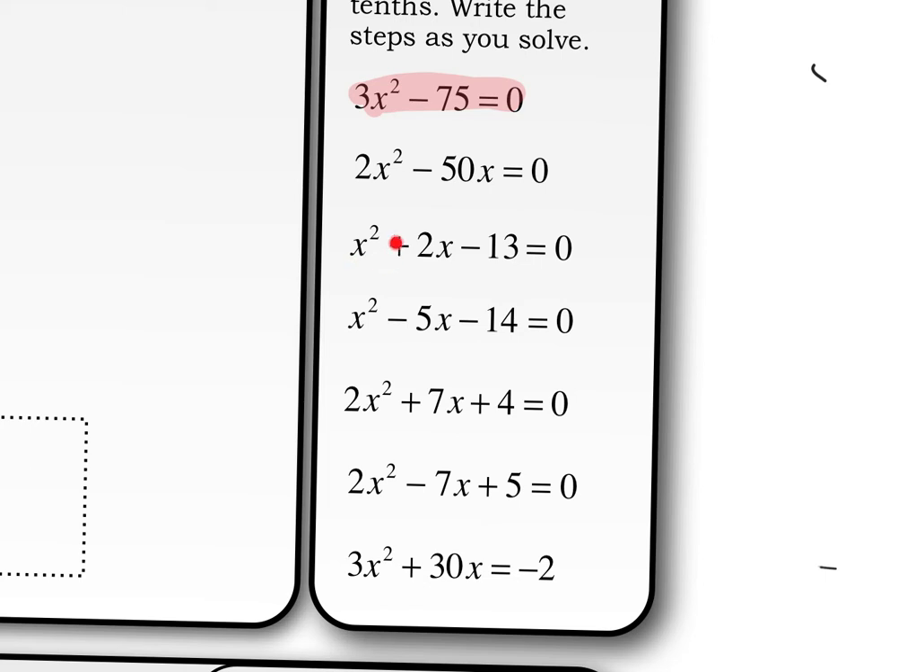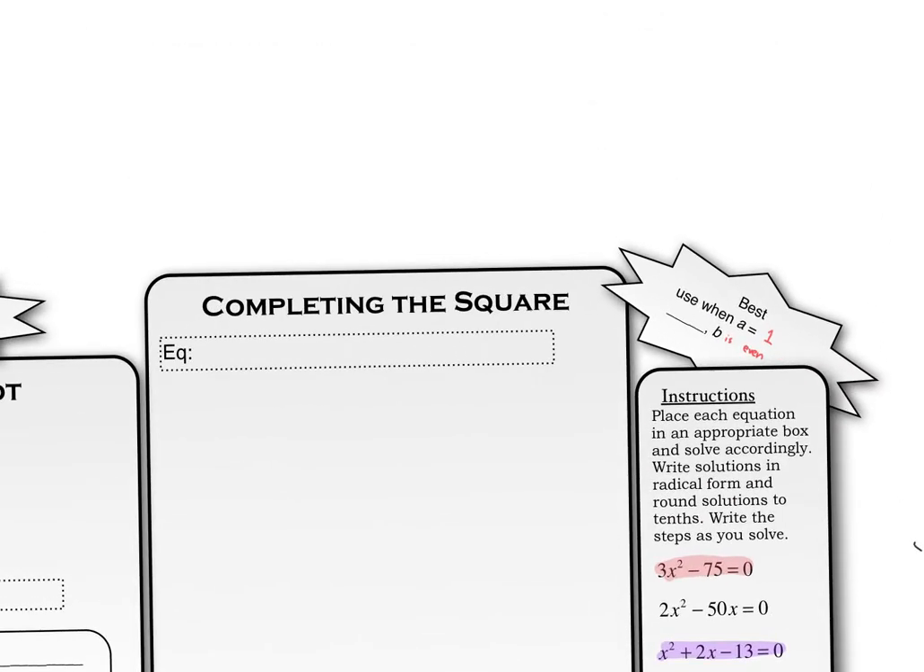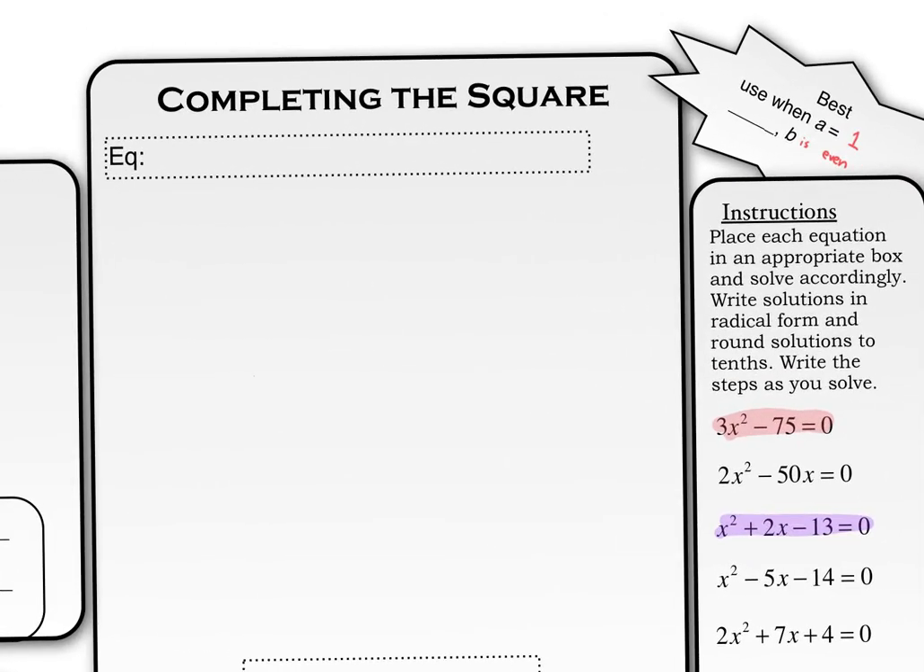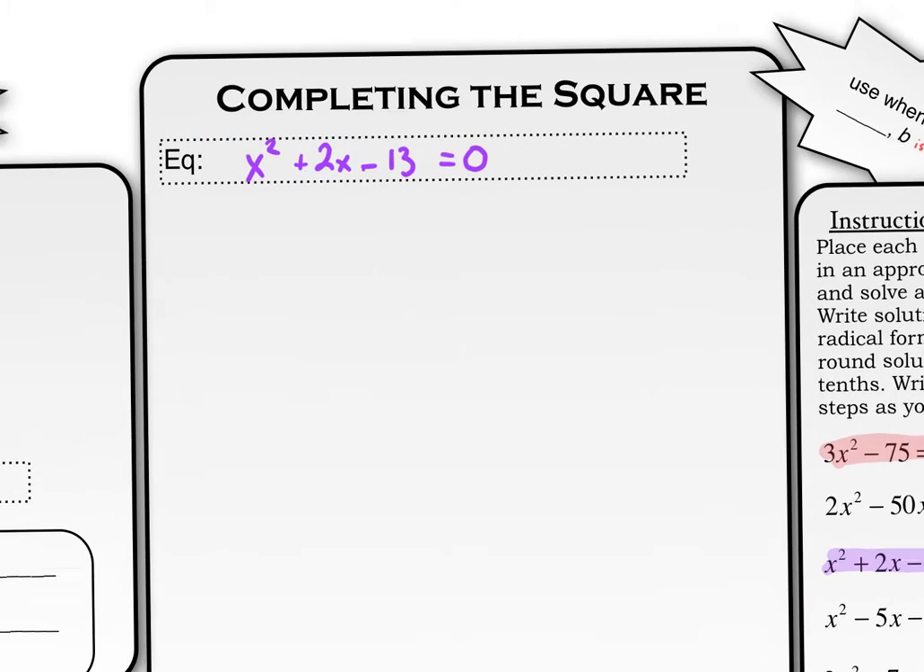Notice this one right here. X squared plus 2x, so a is 1, b is even. So that's a great one. This one right here, I'm going to place in the completing the square box. So go ahead and write that in with me. X squared plus 2x minus 13 equals 0. Just like so.